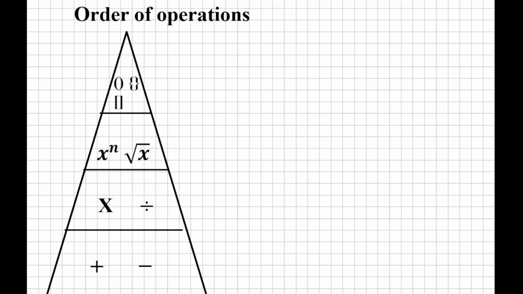Let's start with the first example. First, we solve what is inside the parentheses. 2 plus 4 equals 6. Now, we solve the multiplication and division. 5 times 6 equals 30, and 6 divided by 3 equals 2. Finally, we solve the addition and subtraction. The result is 3 plus 30 minus 2, or 31.